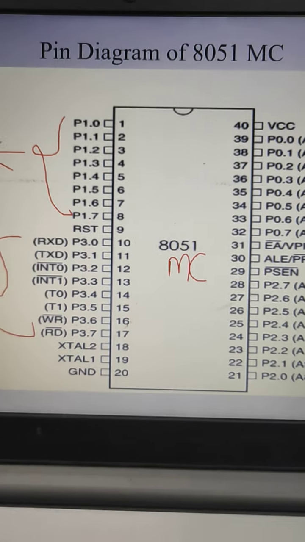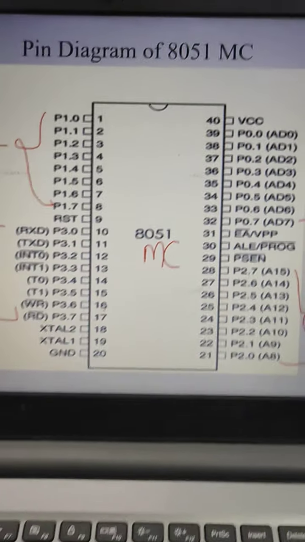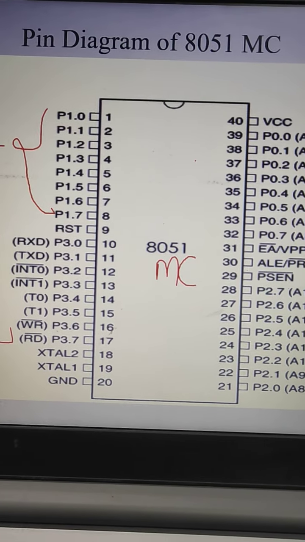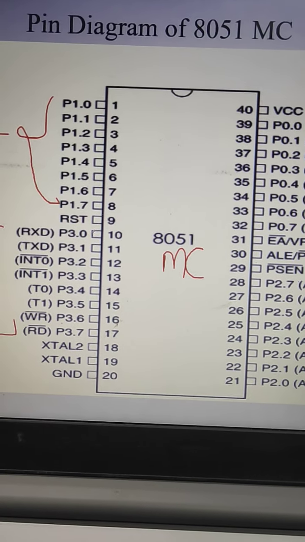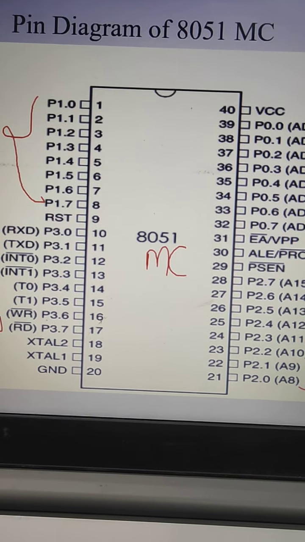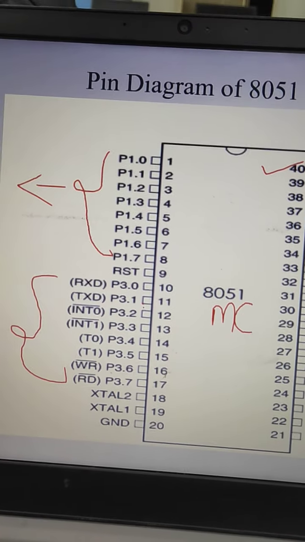This is the pin diagram for the 8051 microcontroller. There are 40 pins in the 8051 microcontroller, from 1 to 40. Here the 40th pin is the supply pin and the 20th pin is the ground pin.